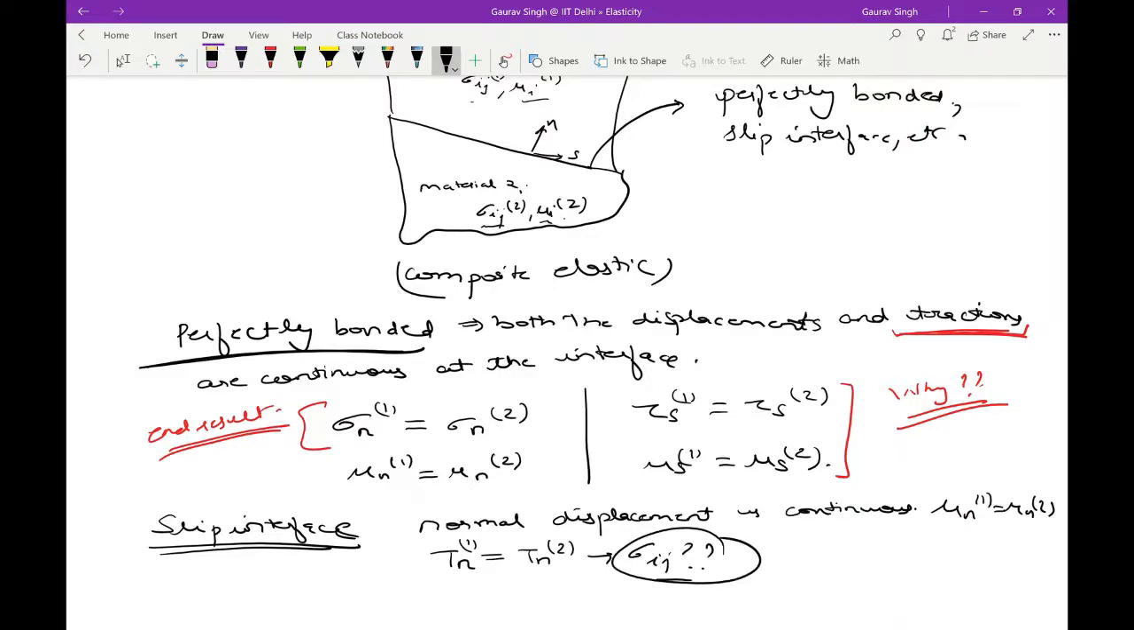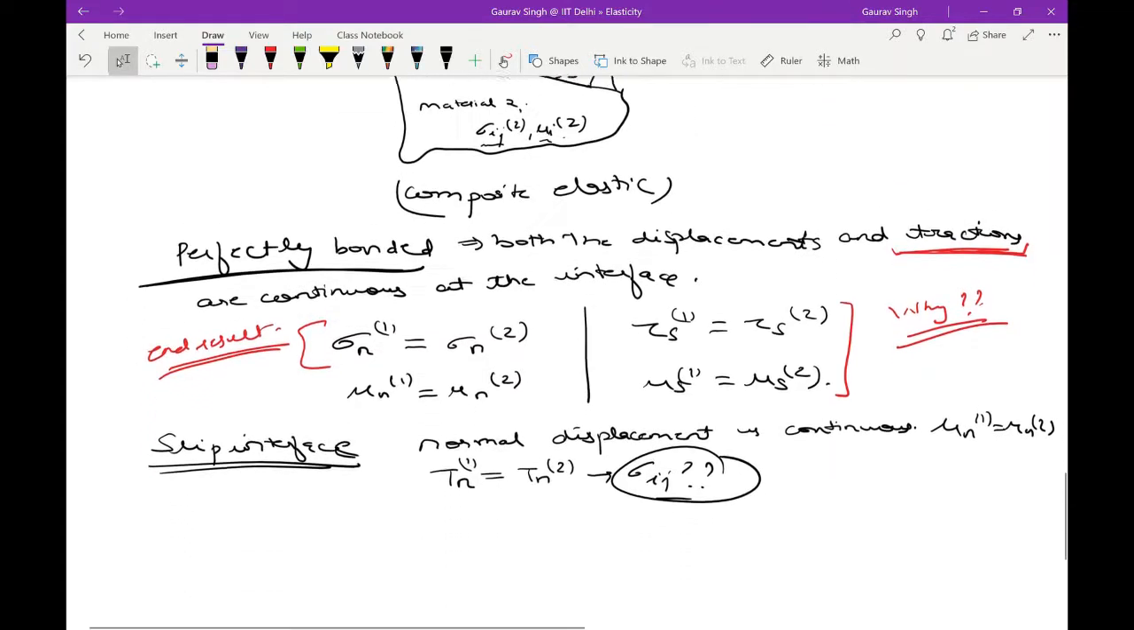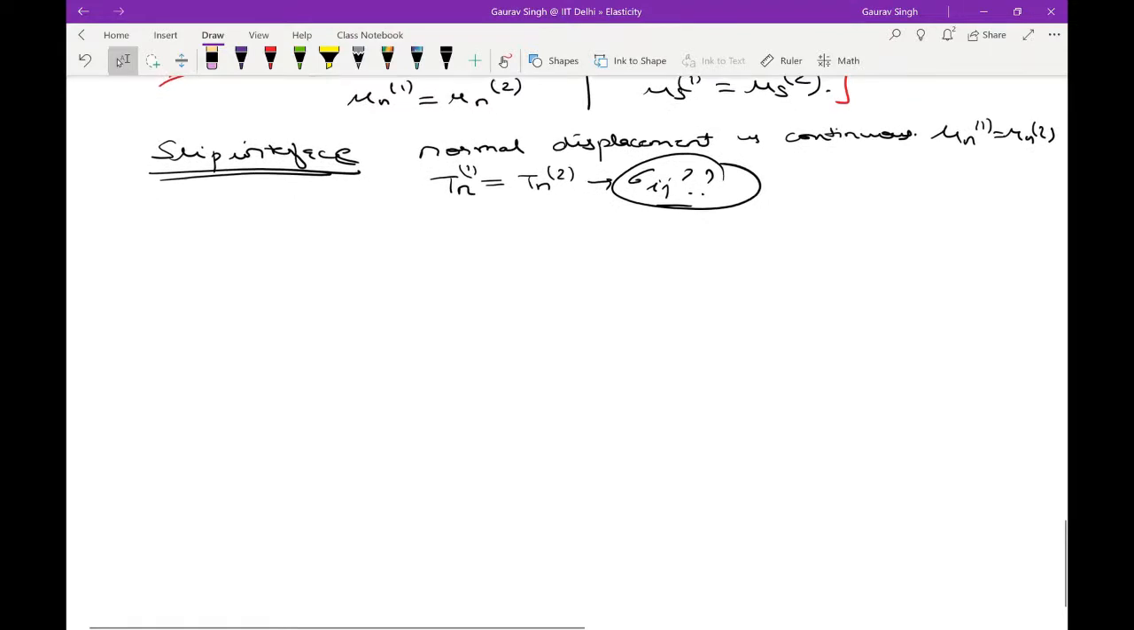So these are the two famous kinds of interfacial boundary conditions which you may encounter in composites. Obviously there are more complicated forms as well, and as you see them you will be able to identify them as we move along in this course.